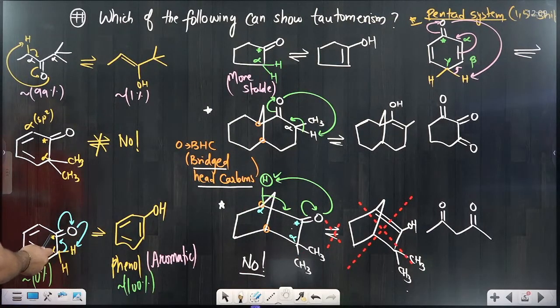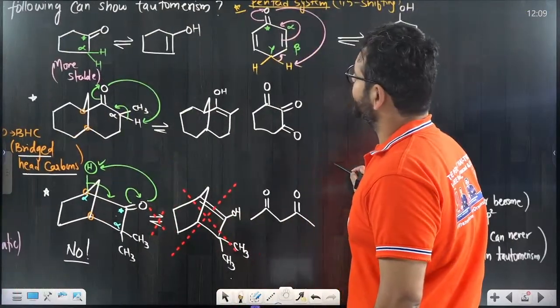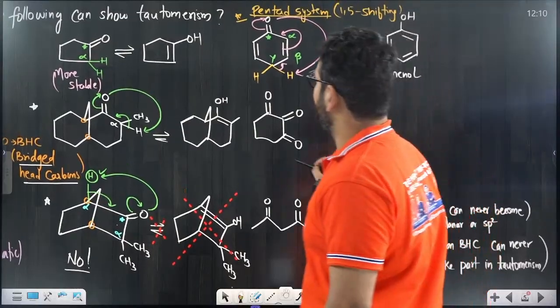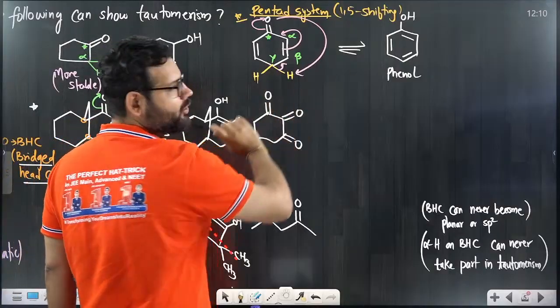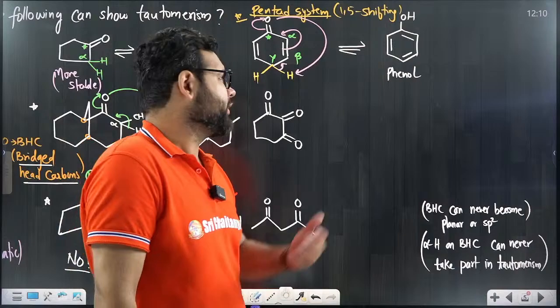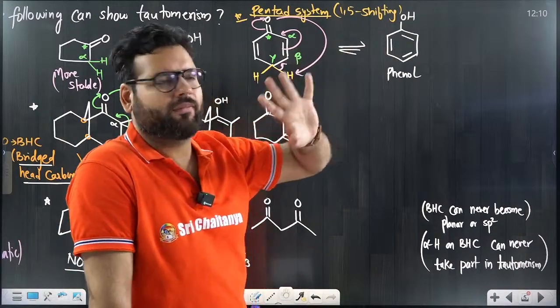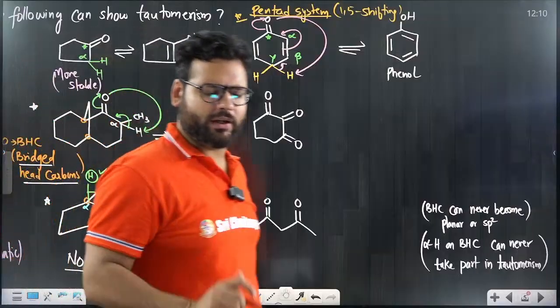This was 1, 2, 3, 4, 5, 1, 2, 3, 4, 5. So this is a 2,4 diene, and this is a 2,5 diene. But their enol form looks the same only. This is called 1-5 shifting. Although it is very rare, remember this one example where this can also show tautomerism. So two exceptions we have studied just now.